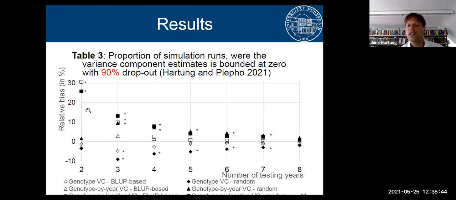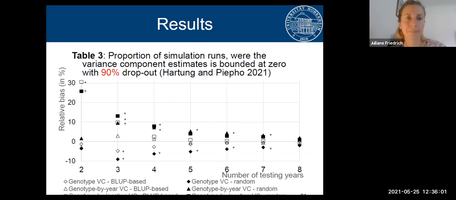And if you are in a normal range of variance components, and in a normal range of yearly dropout of genotypes, I guess in most cultivar evaluation trials you just drop out 50% of the data, then there's no problem in estimating variance components.